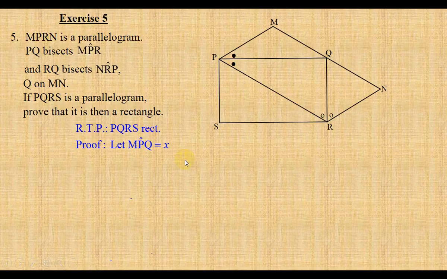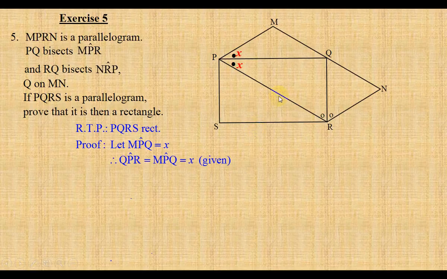In my proof, I'm going to start off by saying angle MPQ is x. Now if that angle is equal to x, which other angle will be x? That's correct. QPR is going to be x. And the reason for that is, well, it's given. It is bisected. This angle P, which I'm looking at, has been bisected.